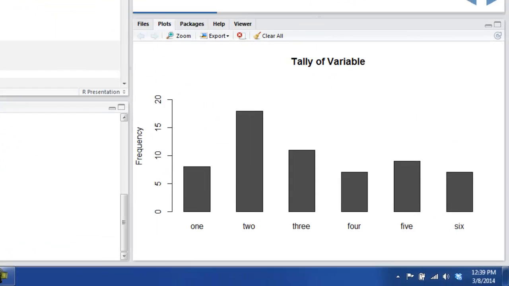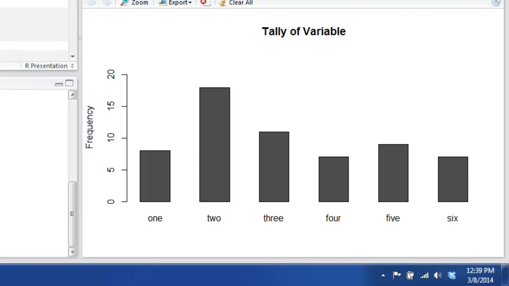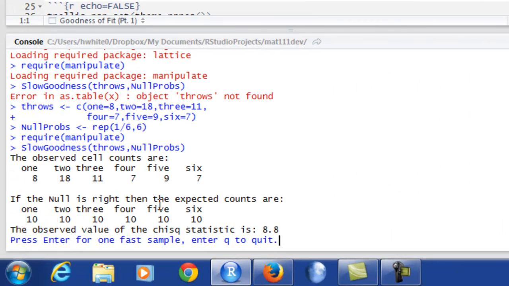Okay, if you've run that code, then in the plot window, you should see a bar graph representing the observed counts for the 60 rolls. Over in the console, you see a prompt to begin simulations. For a quick resampling, the machine is going to pretend to roll a die 60 times. The chance of each of the sides of the die is specified by that list null probs, and so it's going to be a fair die, 1/6 chance for each side.